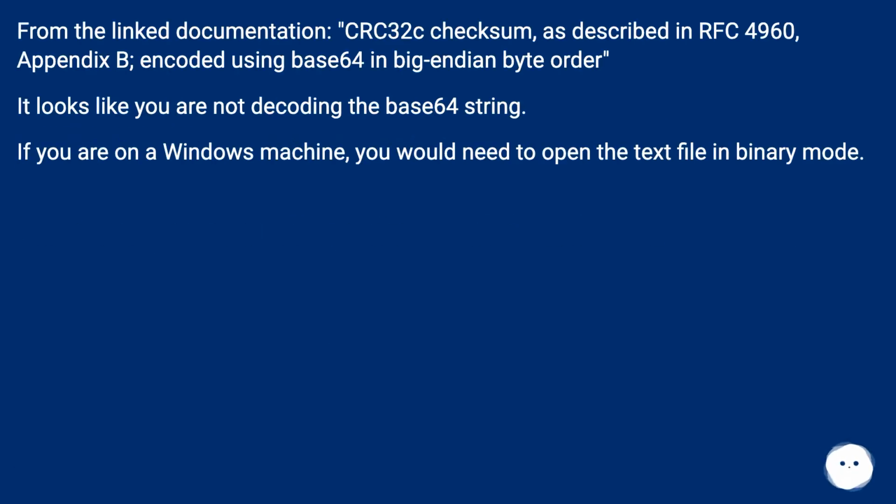From the linked documentation, CRC32c checksum, as described in RFC 4960, Appendix B, encoded using base 64 in big-endian byte order. It looks like you are not decoding the base 64 string. If you are on a Windows machine, you would need to open the text file in binary mode.